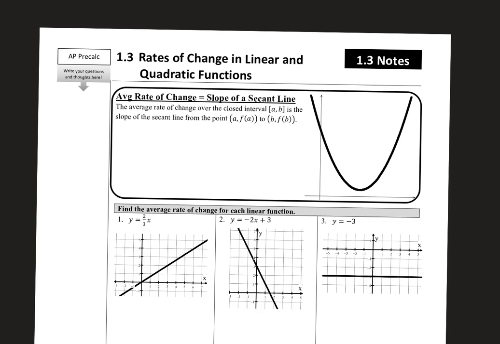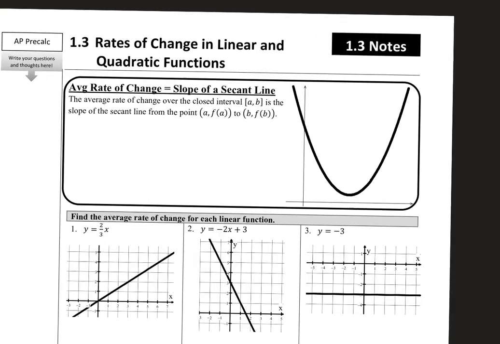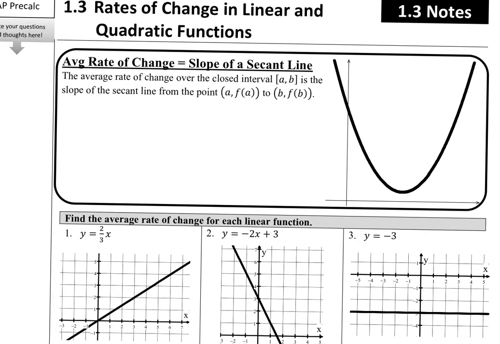All right, 1.3, rates of change in linear and quadratic functions. Average rate of change equals the slope of a secant line. Okay, this is really basic stuff. This is just the slope of a line. That's all this really is. So let's talk about what I mean by the slope of a line.